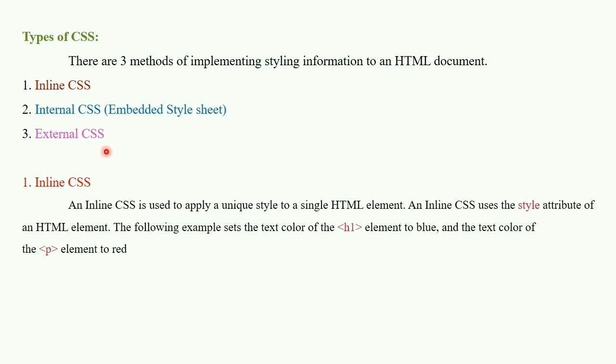Now see first, inline cascading style sheet. An inline cascading style sheet is used to apply a unique style to a single HTML element. It uses the style attribute of an HTML element. The following example sets the text color of the H1 element to blue and the text color of the paragraph tag P element to red.